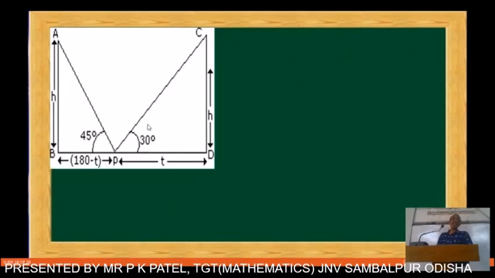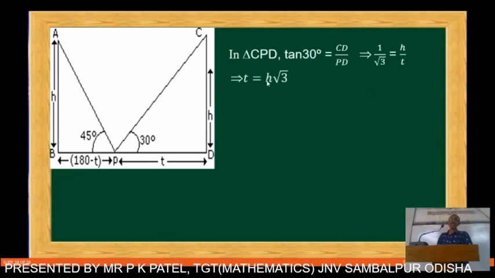Again using this same figure, now take the other right triangle. In triangle CPD, tan 30 equals the opposite side CD by PD, and the value of tan 30 is here 1 by root 3. CD is given as H and PD is taken as T. By cross multiplication you will get T equal to H root 3.